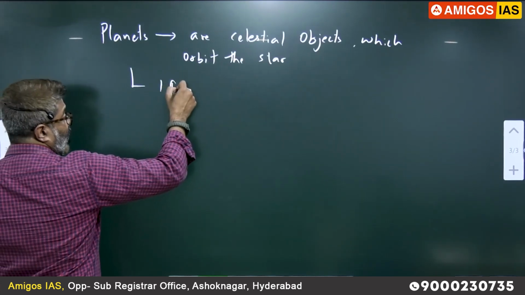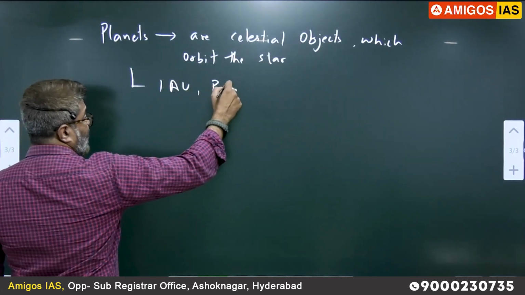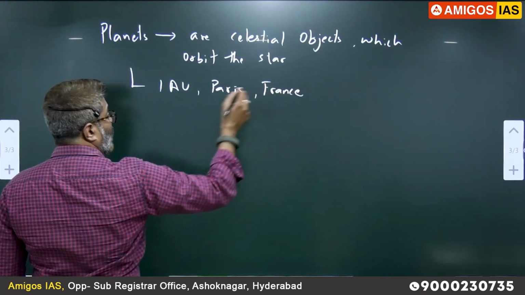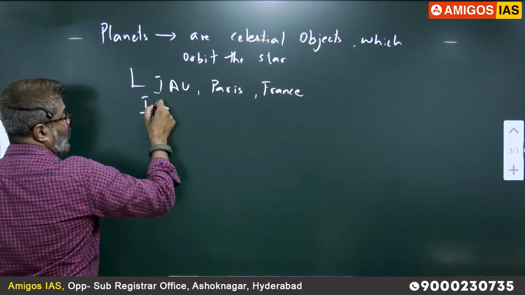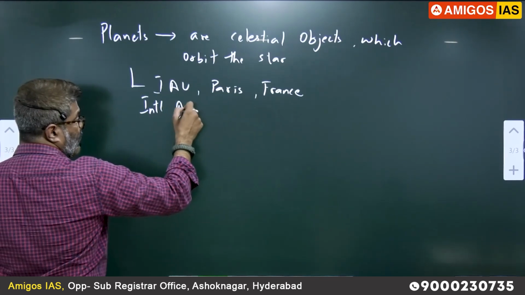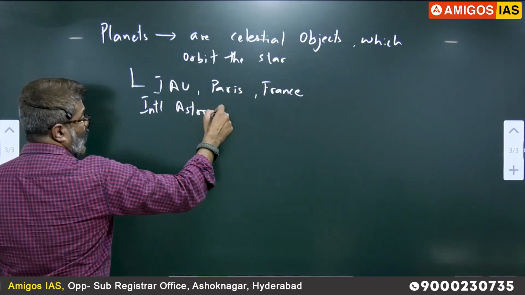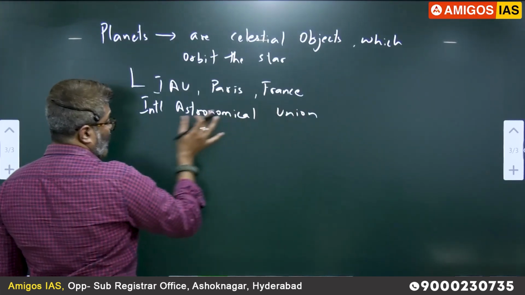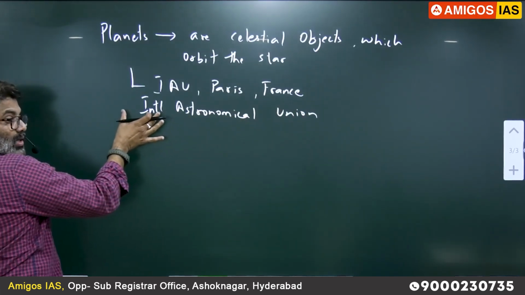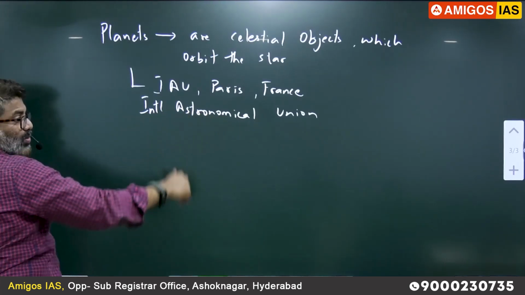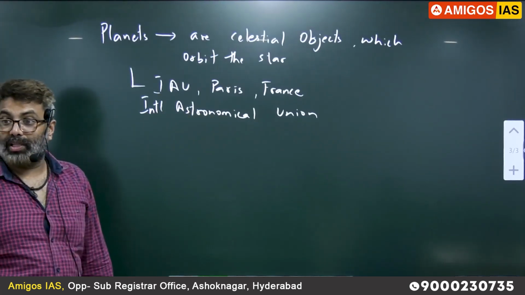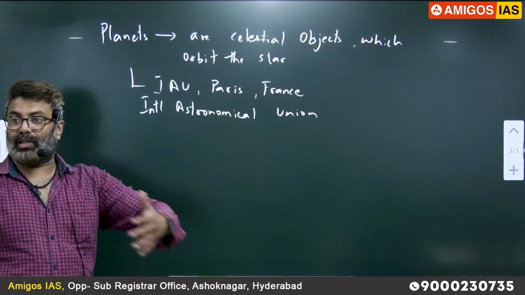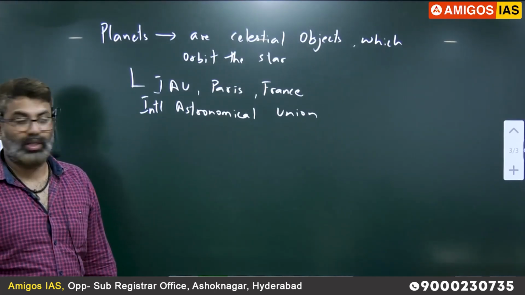We have an organization called the International Astronomical Union, based in Paris, France. You write this down: International Astronomical Union. What is astronomy? Study or description of space.